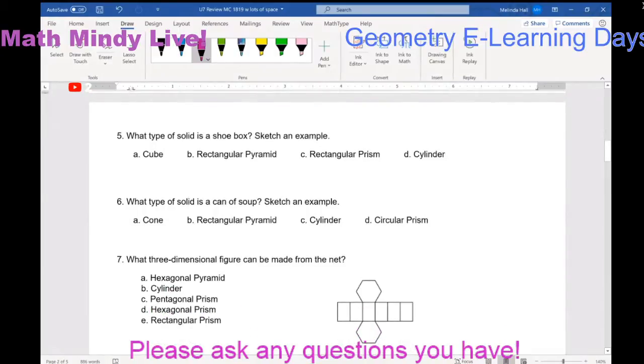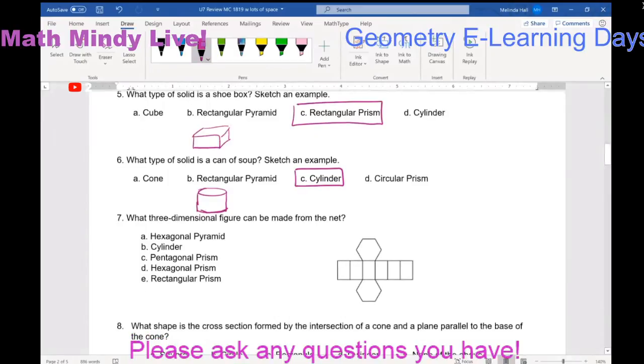So then the type of solid that a shoebox is, if you think about it, a shoebox looks like that, and that is a rectangular prism because you have two bases that are rectangles. And then a type of solid for a can of soup. Well, cans of soup, which they might be taller than that, but they have two circles on them, and so that would be a cylinder.